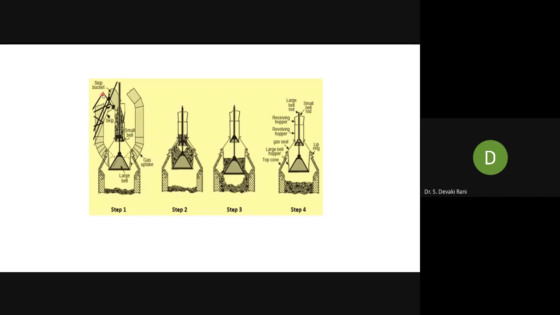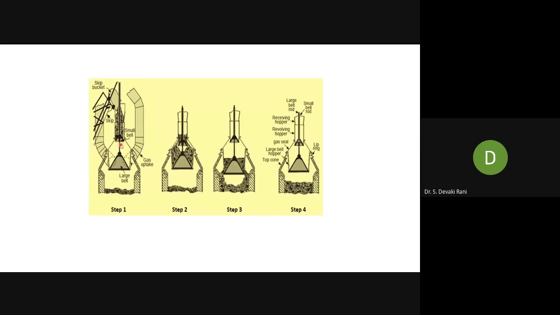So this is a skip bucket system of charging. So this is a skip. You are seeing the gray color arrow is there. That is a skip bucket. This is a skip bucket. The bucket is discharging the raw material into the small bell. Okay, small bell hopper.